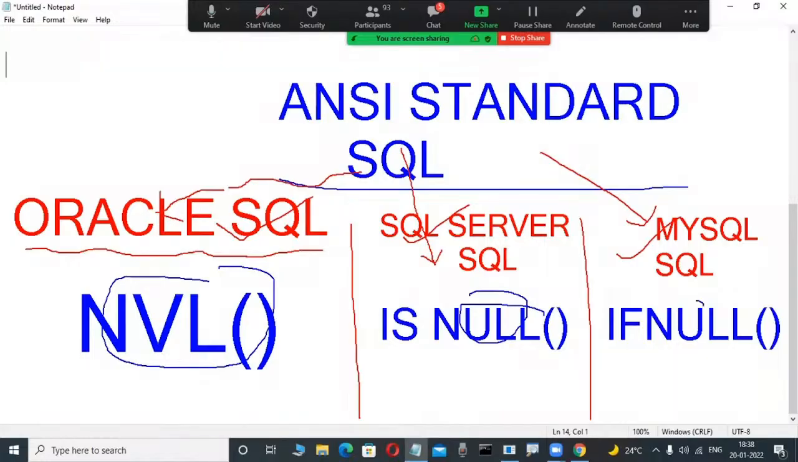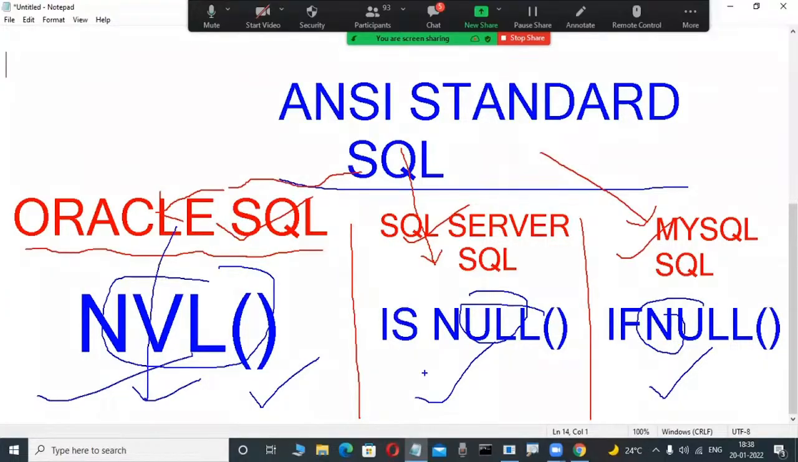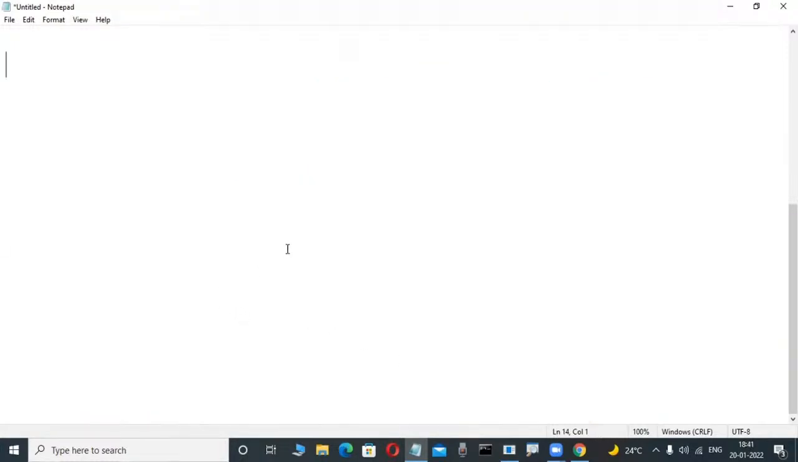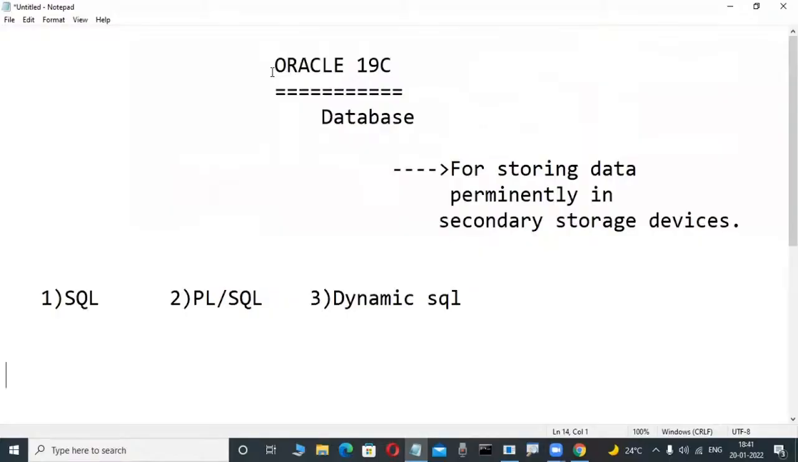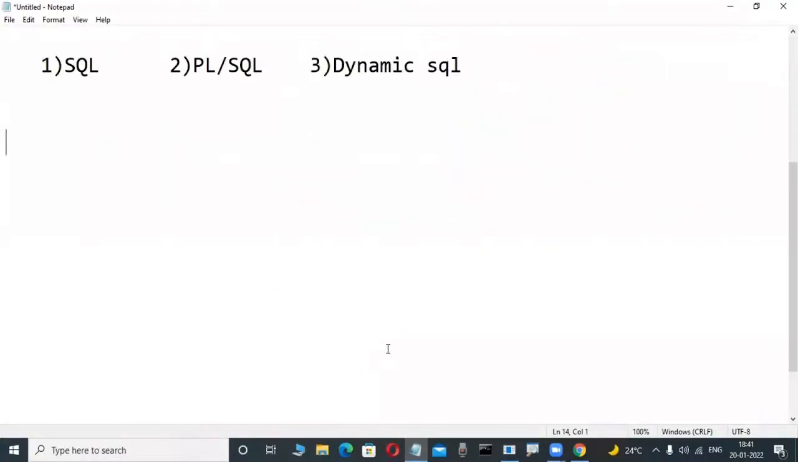And syntactically totally different. Here the create procedure syntax is different, and here also the create procedure syntax is different. Here slight differences. Okay, fine. Suppose a function MONTHS_BETWEEN is there, that is in Oracle SQL only, but can I use the same function in SQL Server SQL? No, there DATEDIFF is there. There is another function.